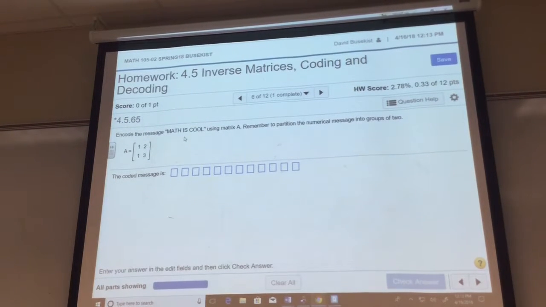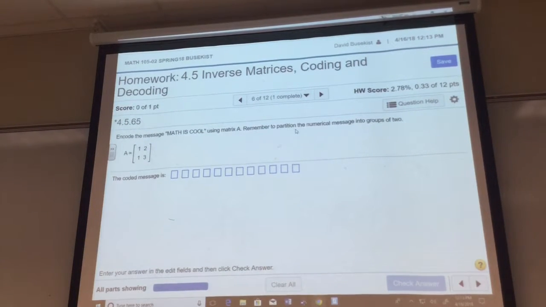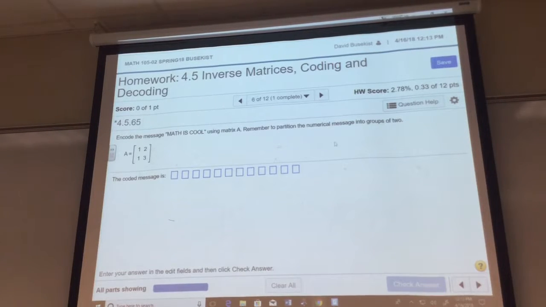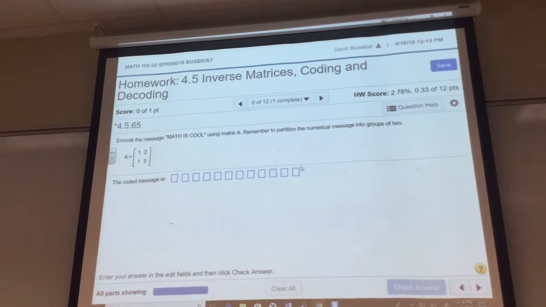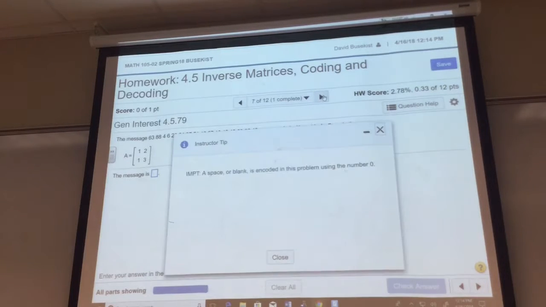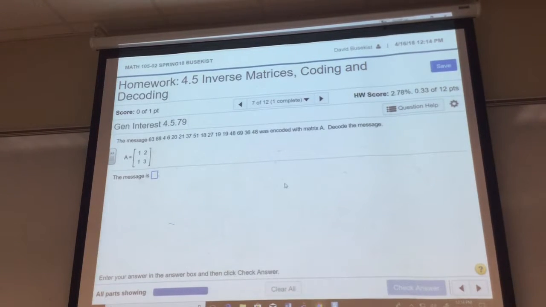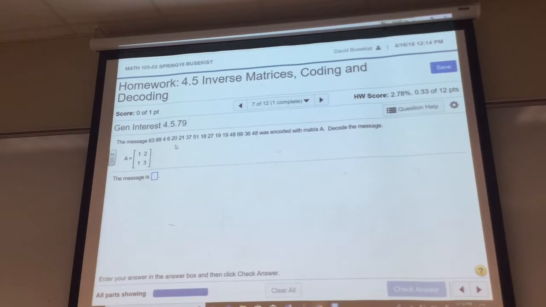So here again is a 0. Math is cool. Remember to partition the number into groups of 2. Why groups of 2? Because of the size of matrix they gave us. So they want the message that's coded in here. They're not asking you to decode, just coding. Now we're back to this one again. So now they want us to decode the message. I have no idea what this says, but you'll know when you get done.